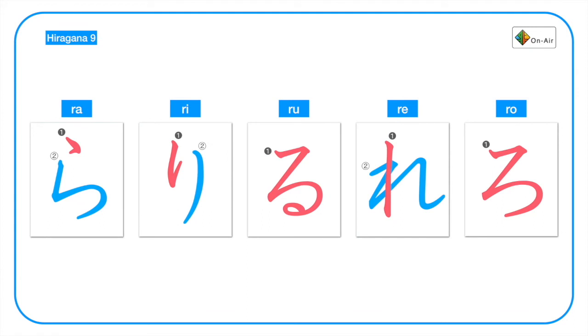In this group, we have the special R column. It's different from the English R. So try to think of a sound in between English R and English L. So ra, ri, ru, re, ro. Ra, ri, ru, re, ro. So tempura is actually pronounced with this Japanese r sound.